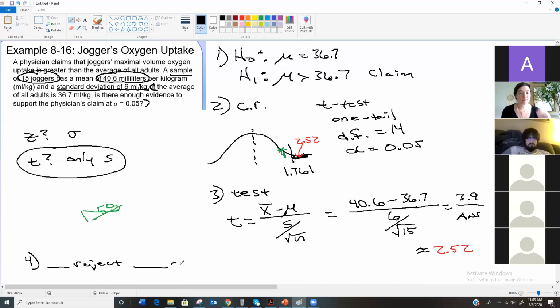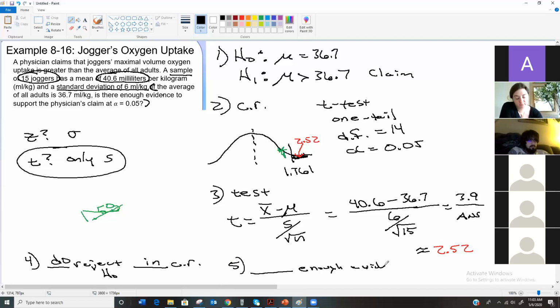Reject. So we do reject because we are in the critical region. So we're rejecting the null hypothesis. And then the conclusion is there blank enough evidence. So is that is or is not? Is. You got it. So once we start with the positives, do, in, is. We would only have is not if we had do not in, is not.